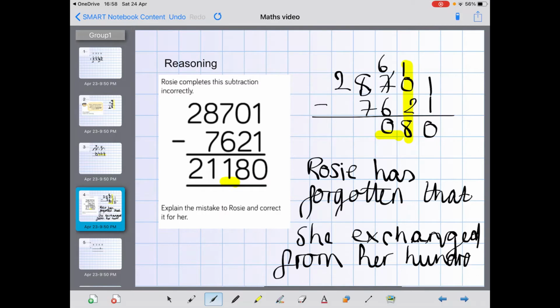This is the answer which we would expect the children to notice. They can see that the 0 is different to the 1, and therefore they should be able to note that Rosie forgot to change her hundreds. She forgot to exchange them completely. If we continue on that question, we will see that the rest of it is correct. 8 take away 7 is 1, and 2 take away nothing is 2. So that is the only mistake that Rosie has made. We would encourage children, even after they have noted the mistake, to complete the question in case Rosie has made more than one mistake.